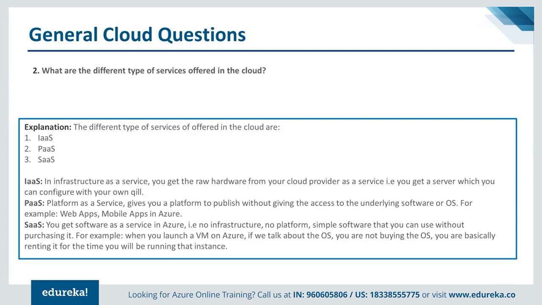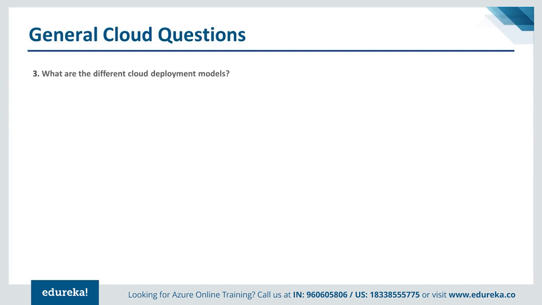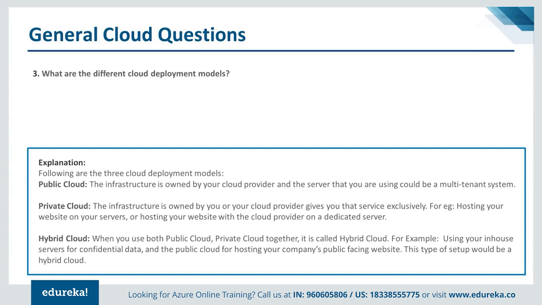Now let's just jump on to another question. Now, what are the different cloud deployment models? So the explanation talks about three models which we have. One is my public cloud, one is my private cloud, and one is my hybrid cloud. So let's just take this with examples.